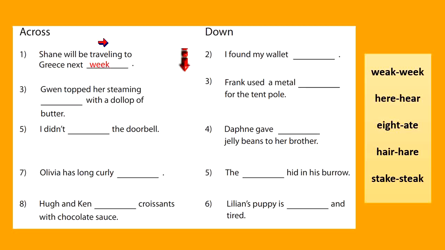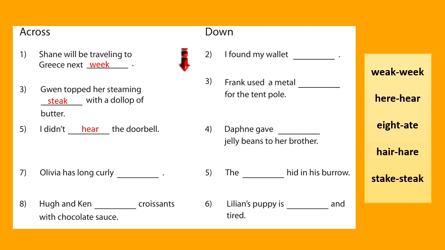Let us look at another one. Gwen topped her steaming dash with a dollop of butter. I think this one is challenging. What can it be? Let us have a look at the words here. Do any of them sound like food? Yes, it is steak. So Gwen topped her steaming steak with a dollop of butter. The fifth one across says, I didn't dash the doorbell. I think this one is rather simple. I didn't hear the doorbell.